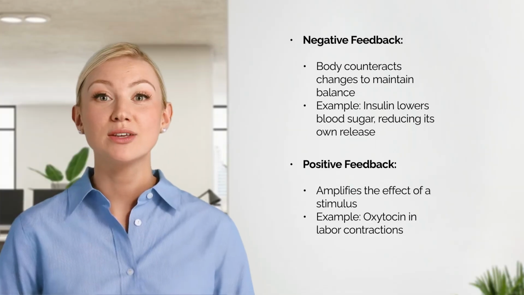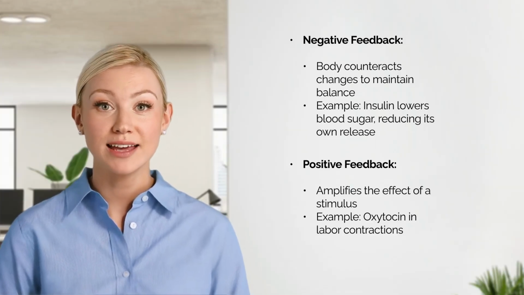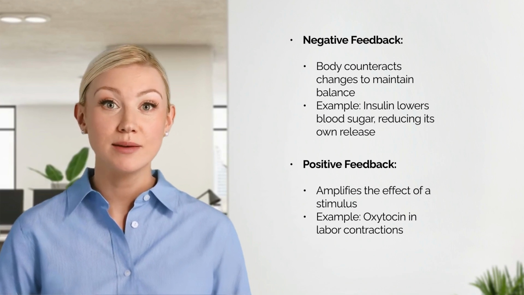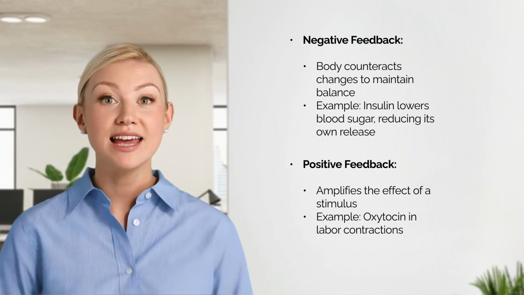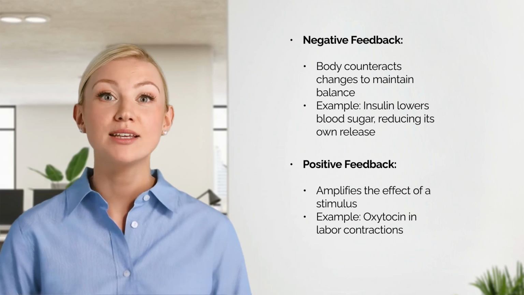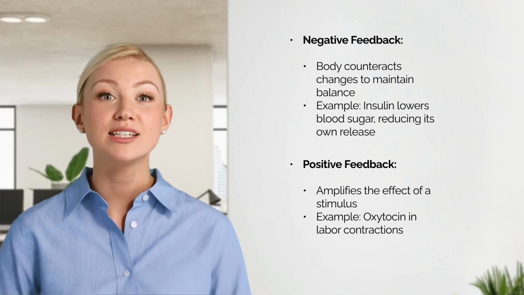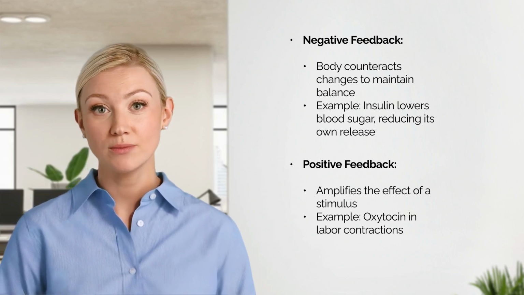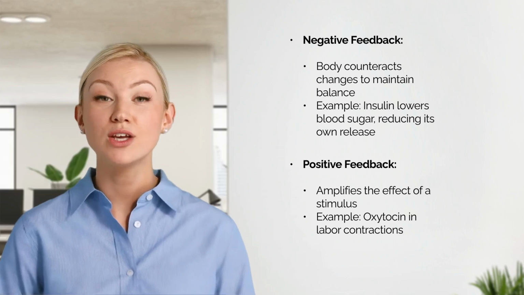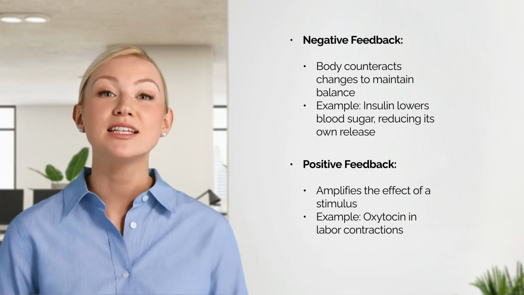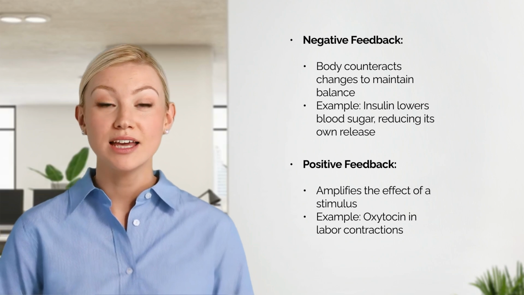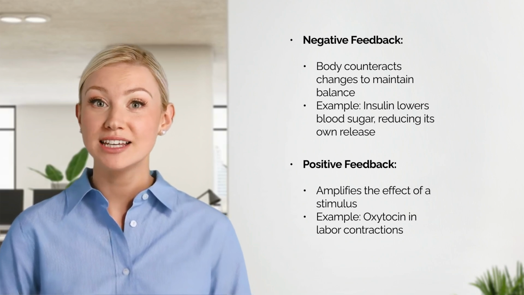As we mentioned earlier, hormones are regulated by feedback mechanisms. There are two types of feedback loops. Negative feedback. This is the most common type of feedback. When hormone levels rise too high, the body signals the glands to stop producing that hormone. For example, when blood sugar levels are high, the pancreas releases insulin to lower them. As blood sugar drops, insulin secretion decreases.